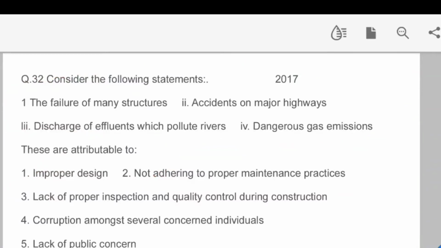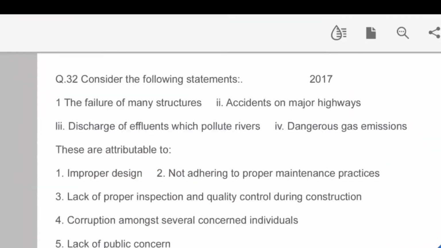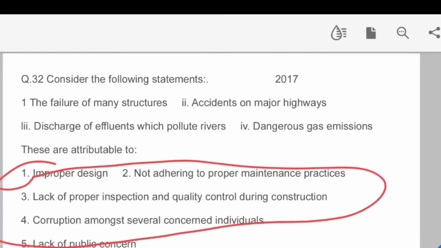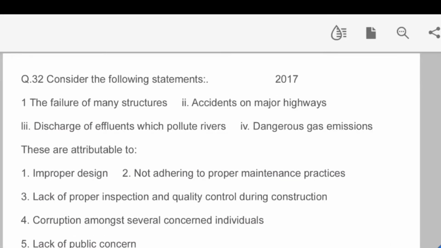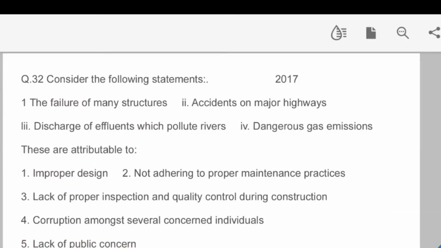So you have to choose which of the options are attributed to all these four. Here all the five statements are related to failure of many structures, accidents on the major highway. Here the options are missing. The correct option will be all of 1, 2, 3, 4, 5, यानी आपकी जो पांचों ऑप्शंस हैं वो सारे ही करेक्ट हैं जो आपके चारों स्टेटमेंट को सेटिस्फाई करते हैं.